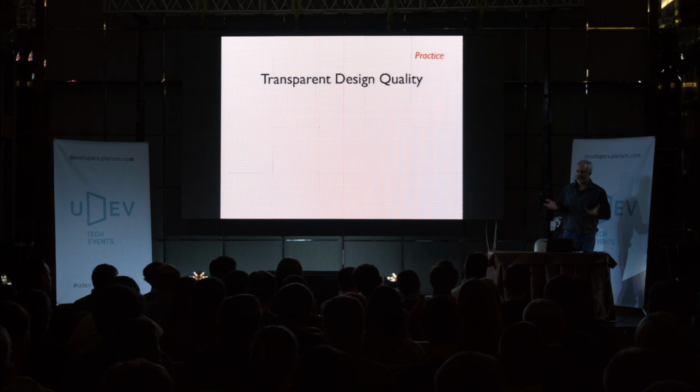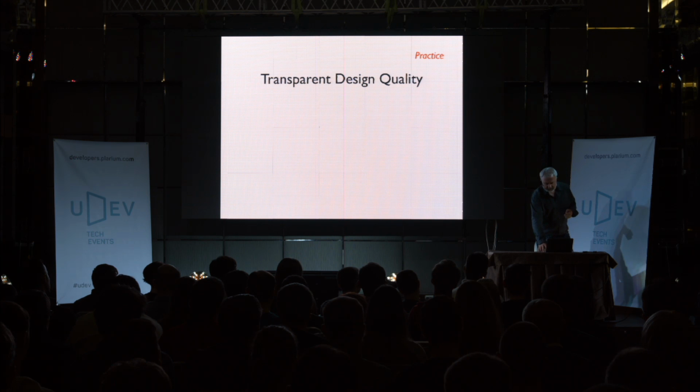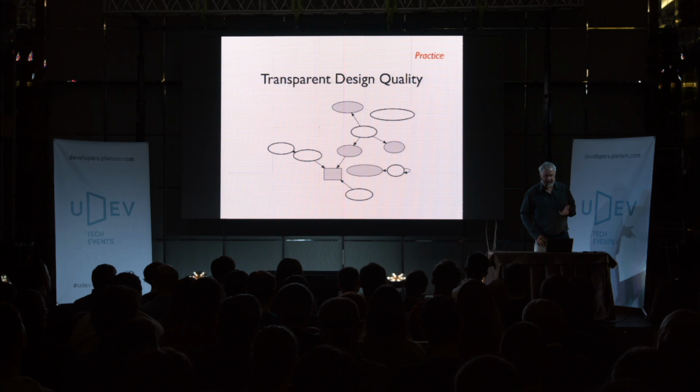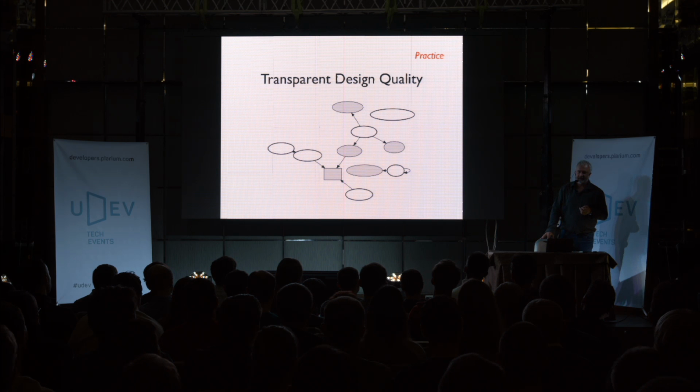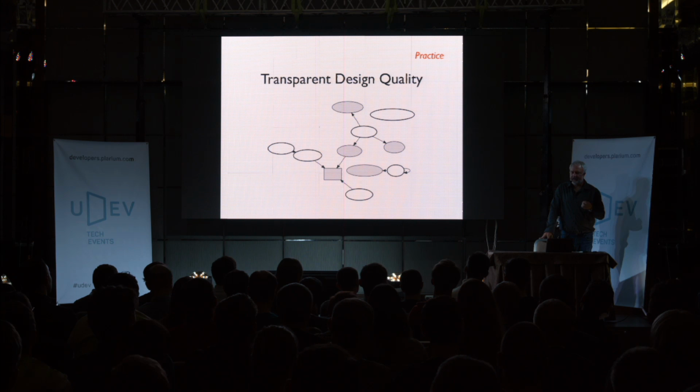But these things are far more qualitative than quantitative. So as an example, here's a picture of a class in Java, okay? The rectangles are fields and the ellipses are methods, okay? The dark things happen to be private and the things that are transparent happen to be public. Is this a good class?